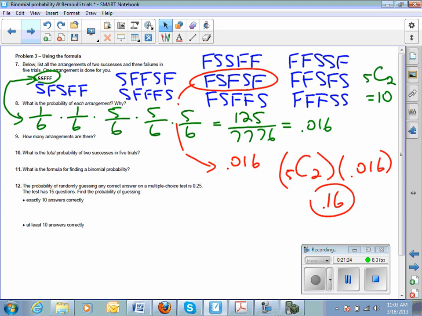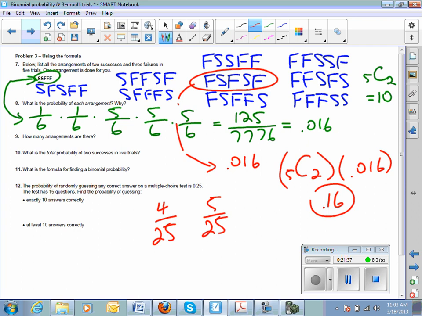Close to 1/5. Yeah, 4/25 is between. 1/5 would be 5/25. And so we know that it's a little bit less than a 1/5 probability. It's not down to 1/6. 1/6 is what written as a fraction?